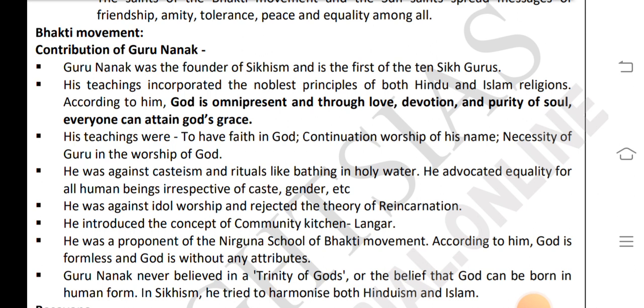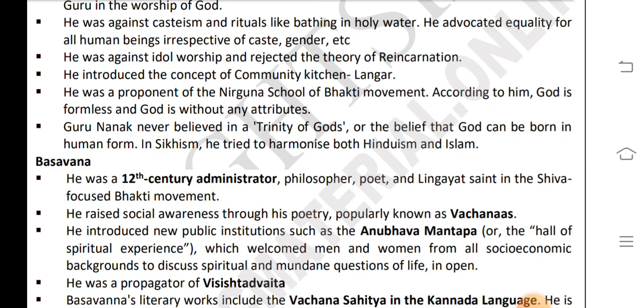Everyone can attain God's grace. His teachings were to have faith in God, continuous worship of his name, and the necessity of the Guru in the worship of God. He was against casteism and rituals like bathing in holy waters, and he advocated equality for all human beings irrespective of caste, gender, etc.